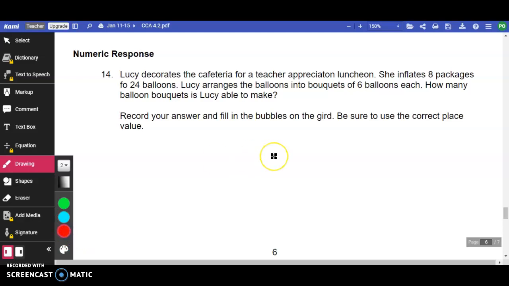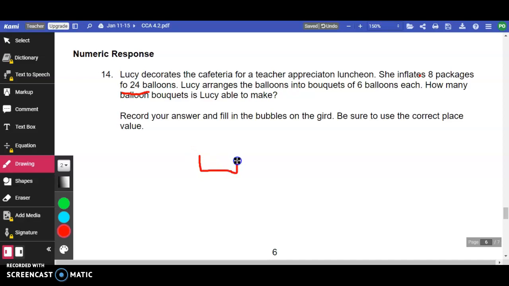So, this is a word problem that looks like it has 2 actions where we're taking packages of balloons and inflating them, and then we arrange them into balloon bouquets. So, because we're doing 2 operations, let's do them one at a time. So it says she takes 8 packages.